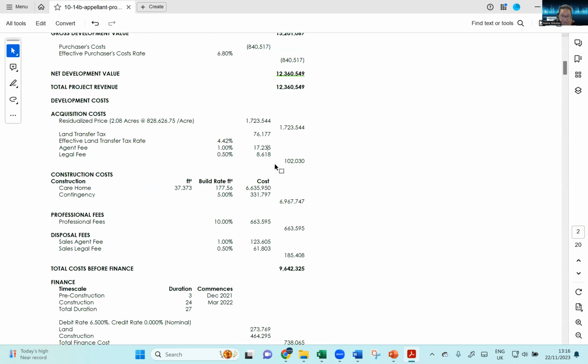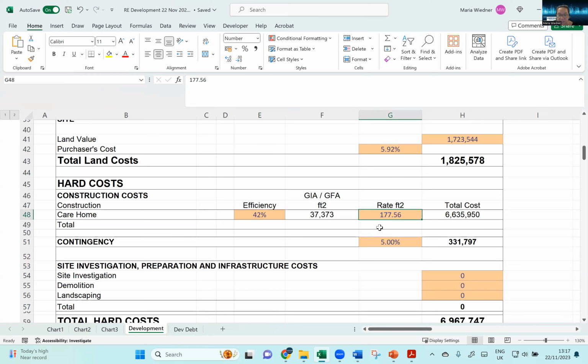So what I've done here is run a goal seek on what the efficiency rate of this care home is from an NIA to a GIA, and that came up as 42% efficiency rate. Okay, so not particularly efficient, but I guess that's the nature of care homes. And then here you have construction cost of 6.6 million.